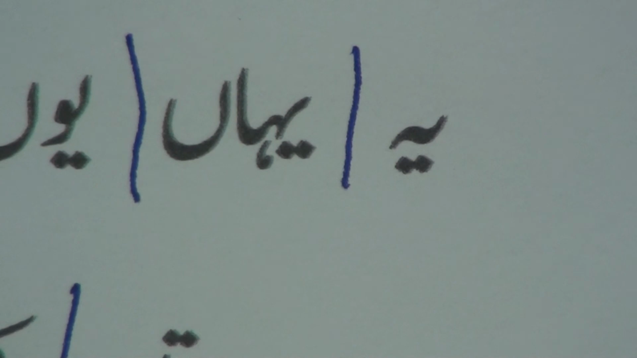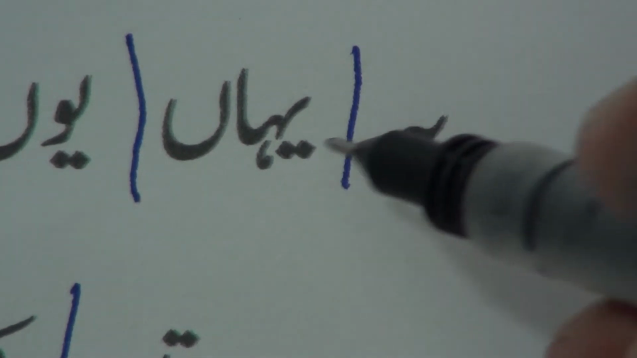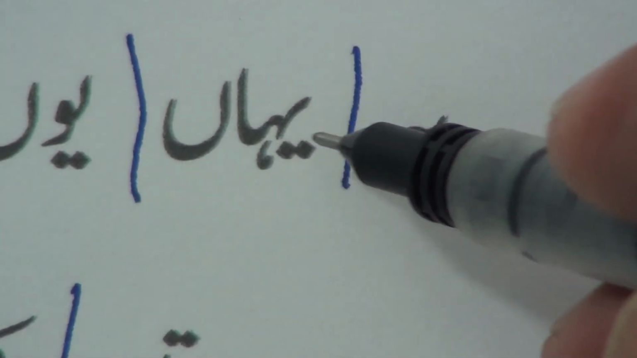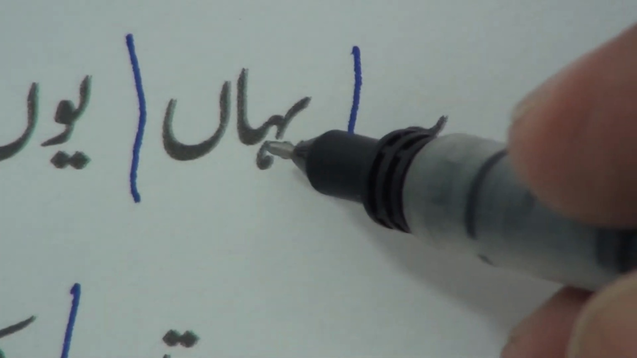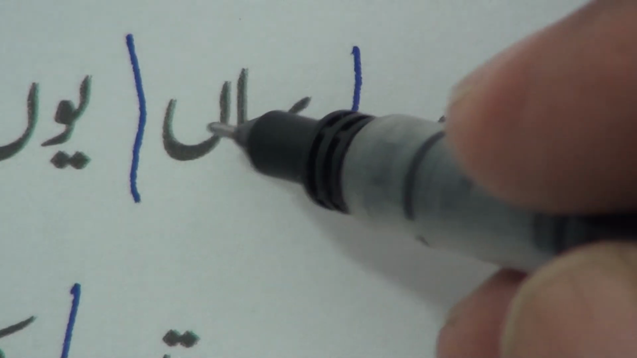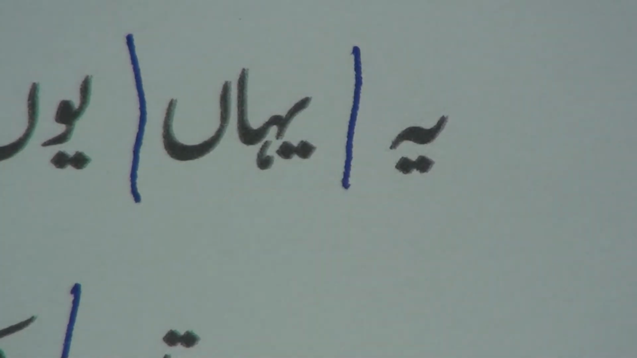Yahan. Here are two dots. It means here it is ye. So ye, he, alif, nun ghanna: yahan. Yahan means here. Ye means this.